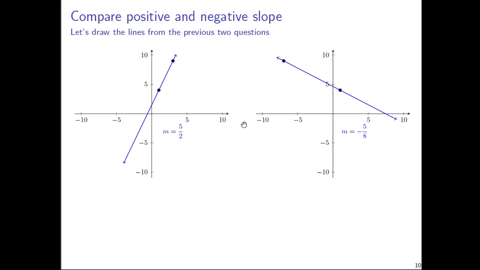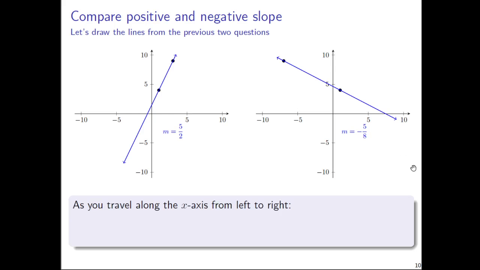So let's compare the 2 drawings from the previous 2 questions. We had a line that's kind of tilted this way. We have a line that's tilted this way. We had a slope of positive 5 over 2, and we had a slope of negative 5 over 8. So as you travel along the x-axis, if you travel from left to right, if the slope is positive like we had here, then the line rises. Whereas if the slope is negative like we had here, then the line falls.